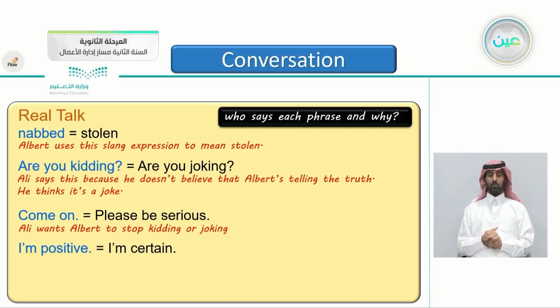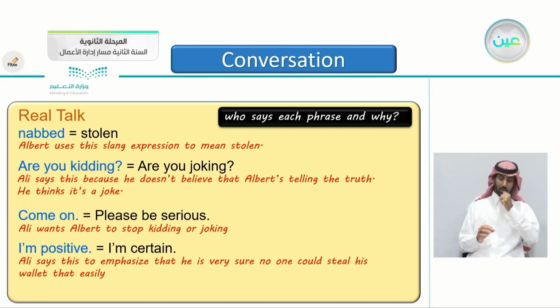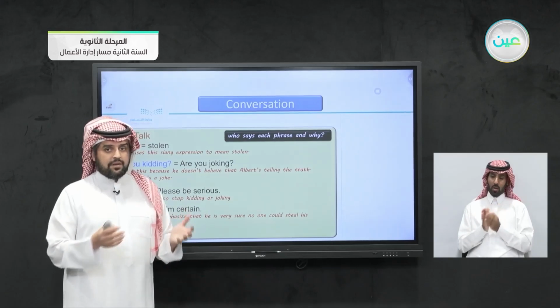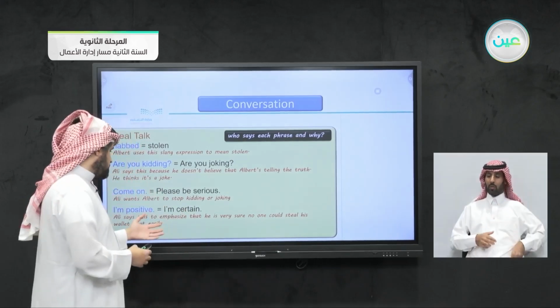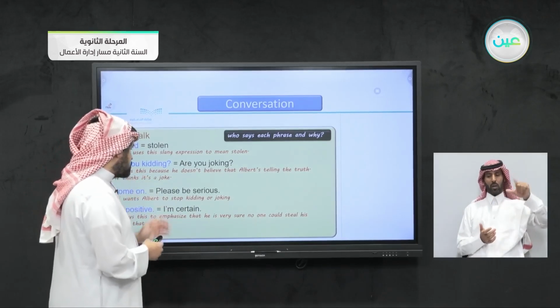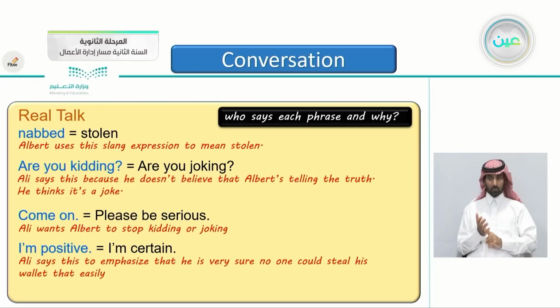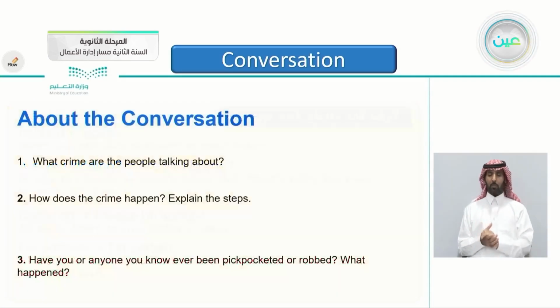I'm positive. Yes, that's correct. Ali says this to emphasize that he is very sure no one could steal his wallet that easily. He said, I'm positive that my wallet's with me. You couldn't have stolen it. So he was mistaken, of course. Ali says this to emphasize that he is very sure, positive, as I said before, sure. No one could steal his wallet that easily.